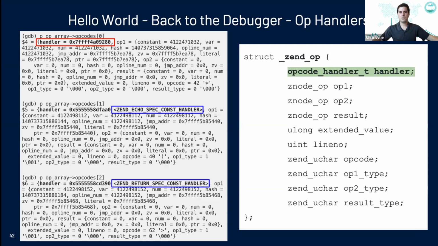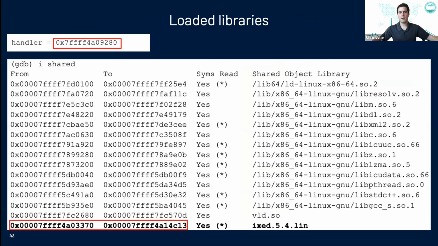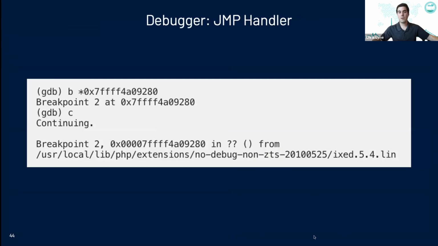I looked into this address for the jump handler to see where it was in the loaded libraries, and sure enough, it actually pointed into the SourceGuardian extension. So this weird file name is the SourceGuardian loader extension. I set a breakpoint on that address, and sure enough, once that function fired, I was inside of the SourceGuardian extension there.